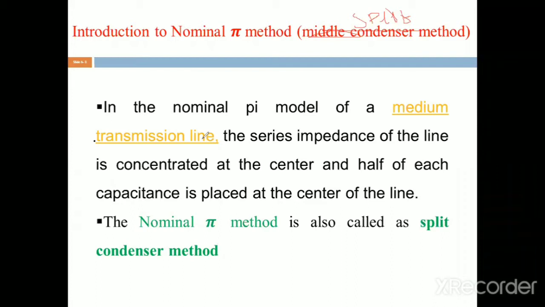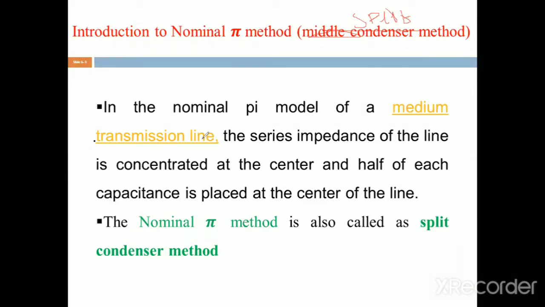What is meant by the middle condenser method? The capacitance is connected at the middle of the transmission line. That is called the middle condenser method. The last one is the nominal pi method, which is also called the split condenser method.